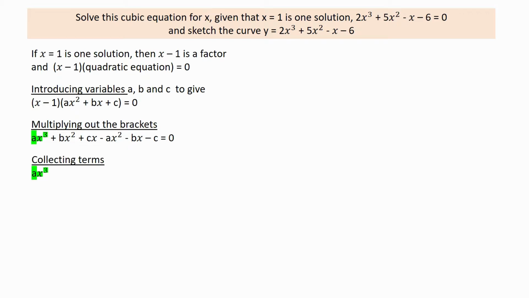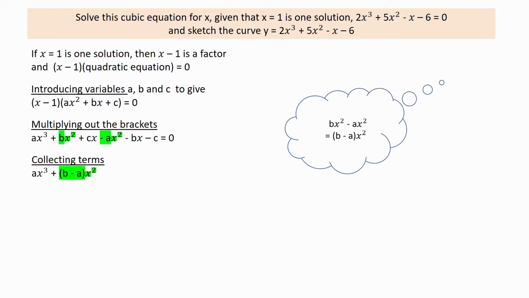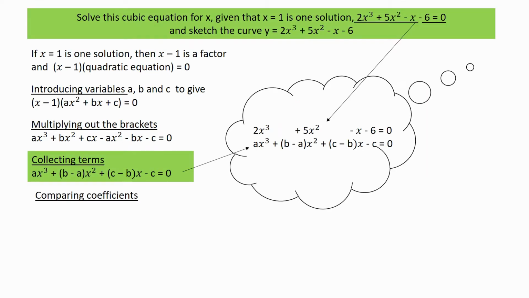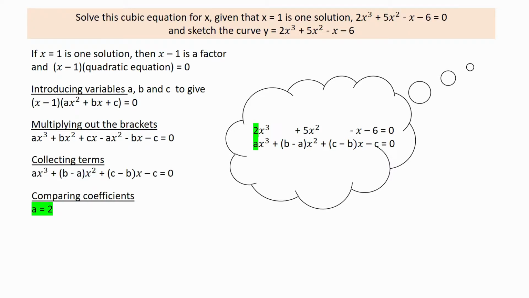Simplify by collecting like terms. There is only one term in x cubed, so we write ax cubed. There are two terms in x squared, bx squared and minus ax squared, which we can factorize to give b minus a in brackets x squared. There are two terms in x, cx and minus bx, which factorize to give c minus b in brackets x, with minus c left.